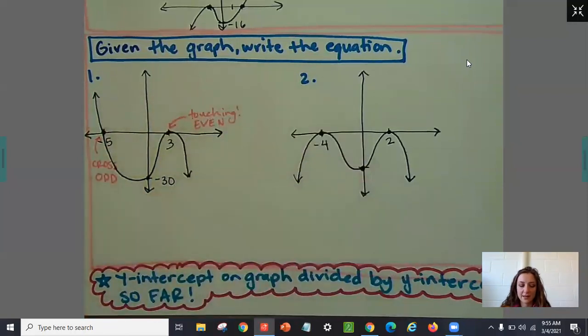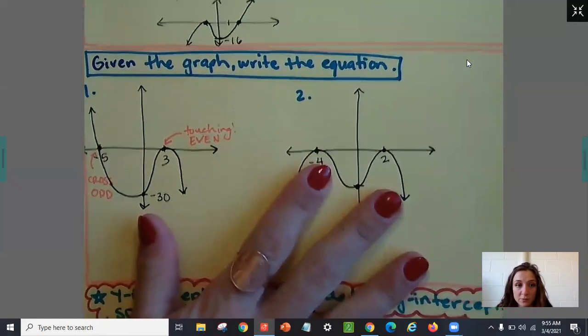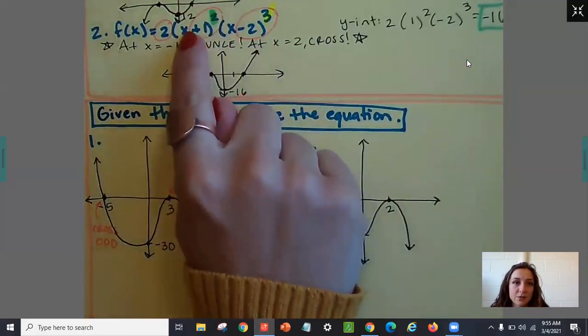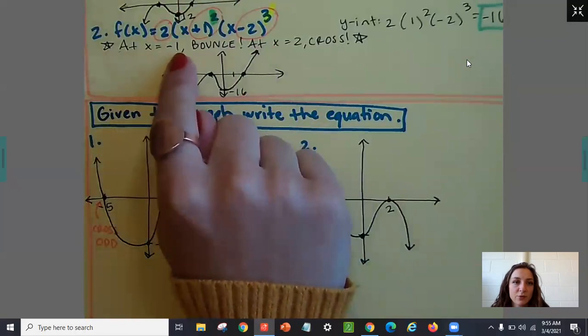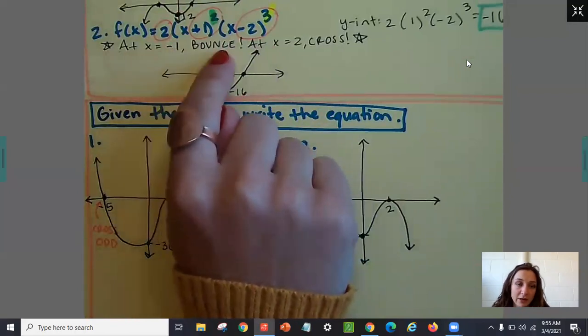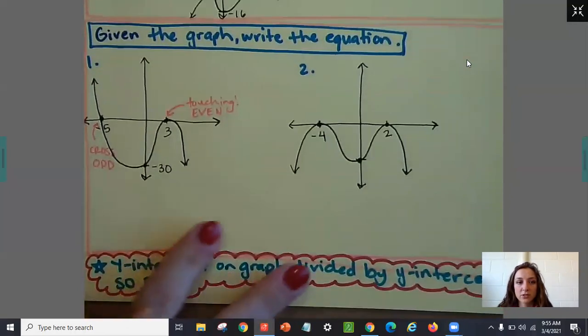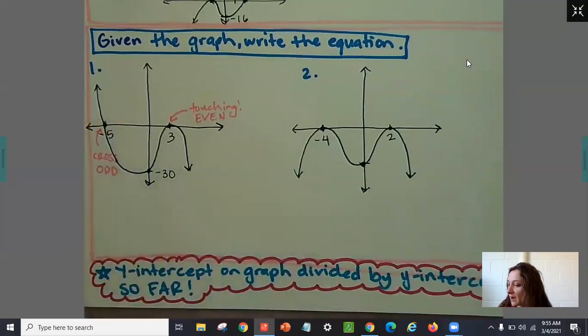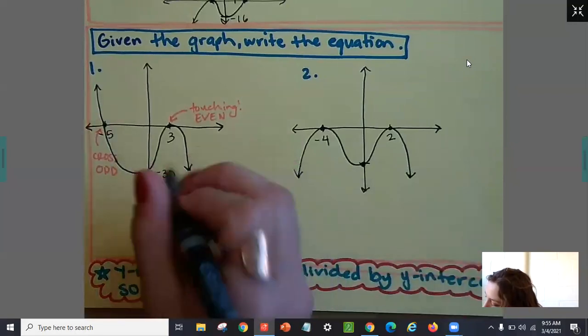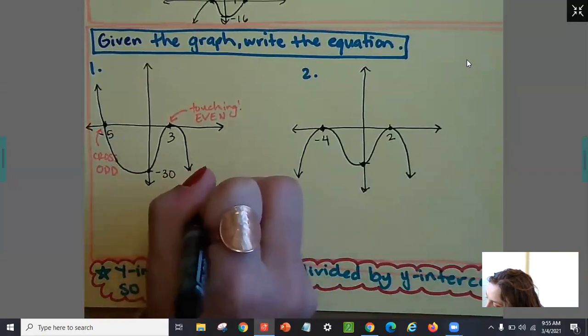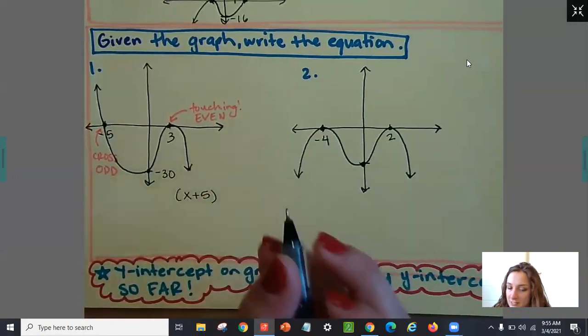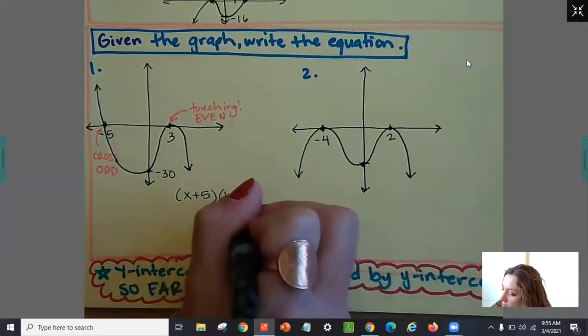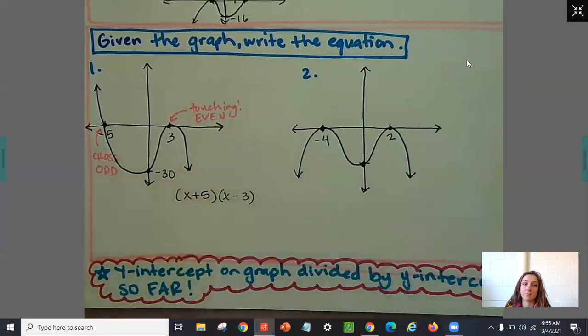Okay, so at x equals -5, we're going to have an odd multiplicity. And at x equals 3, we're going to have an even multiplicity. Now remember that whenever we were working with multiplicity, it was always the opposite. So if it was x plus 1, that means that we were looking at x equals -1, it bounces. So we're going to go in reverse here. Since it's going through -5, that means we're going to have x plus 5, and that's going to have an odd multiplicity. And then we have x minus 3, that's going to have an even multiplicity.